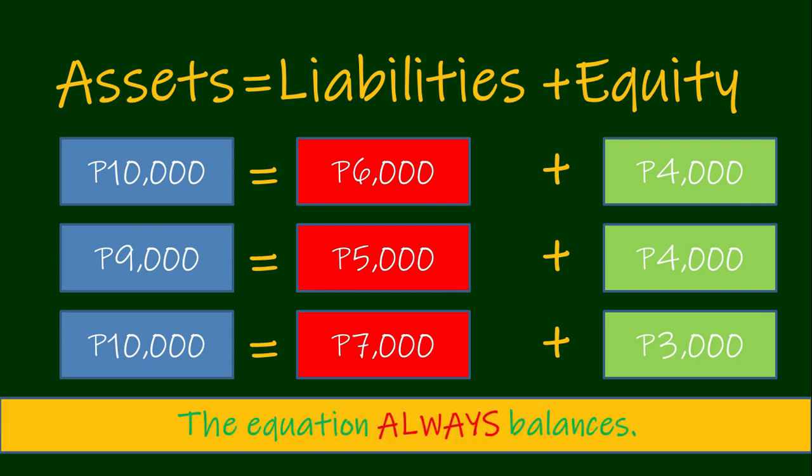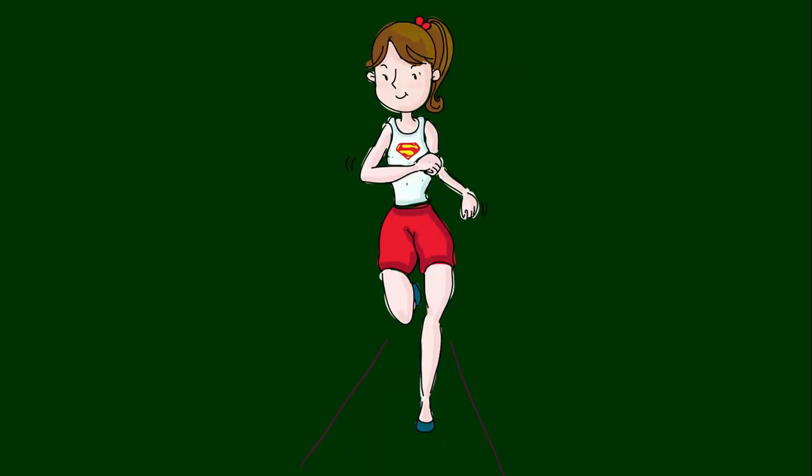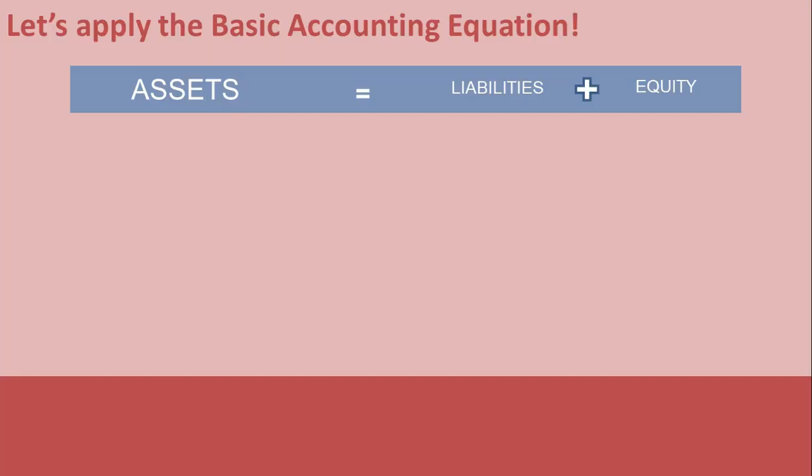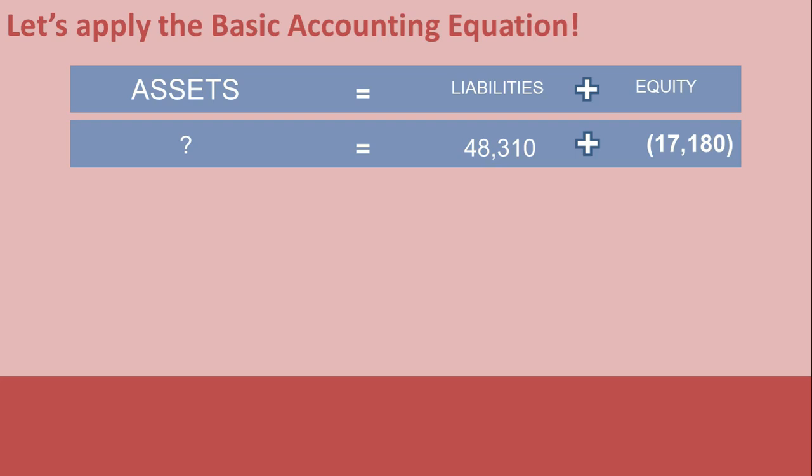Now that we have warmed up, let's go the extra mile and work on these illustrations. The first illustration is a bit of a puzzle because here you see that total liabilities is 48,310 but the total equity is negative 17,180. Let's let that sink in. Equity is negative. How can that be? In accounting, negative equity is called a deficit. This happens when the business has been suffering so many losses that the owner's capital is not enough to absorb it. Now let's compute for total assets.